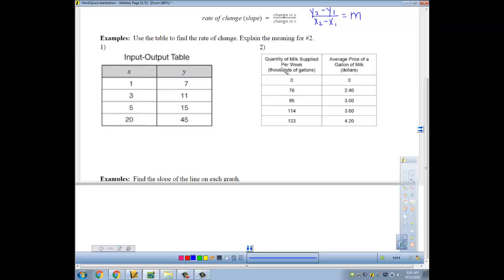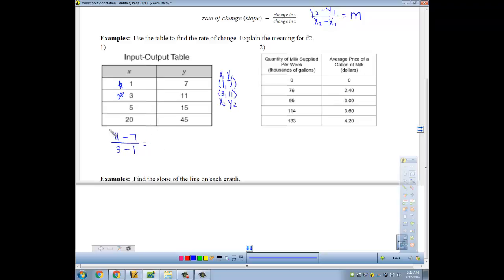So the first two examples, we're just going to find the rate of change. You can do this by picking any two rows. So if I pick this row and this row, that gives me the points (1, 7) and (3, 11). So we're going to subtract our second y. This is x1, this is y1, this is x2, this is y2. So subtract your y2, 11, minus your y1, 7, because that's just your second y. So the y from your second coordinate minus the y from your first coordinate over the x from your second coordinate minus the x from your first coordinate.